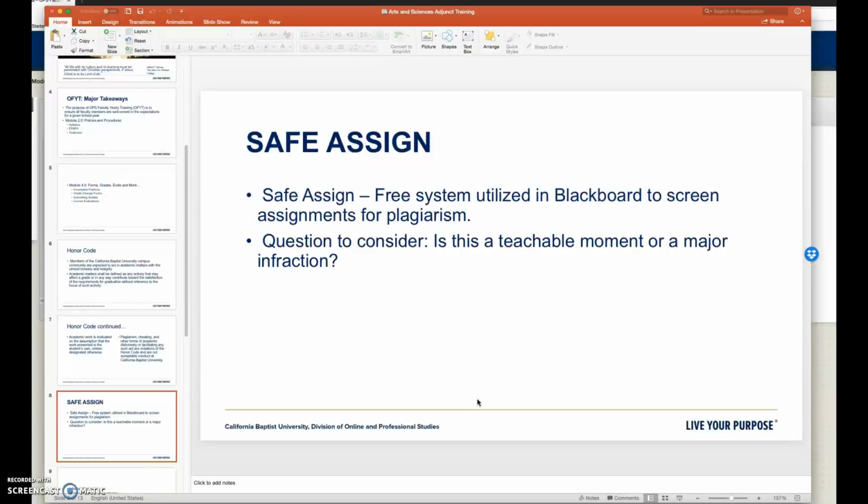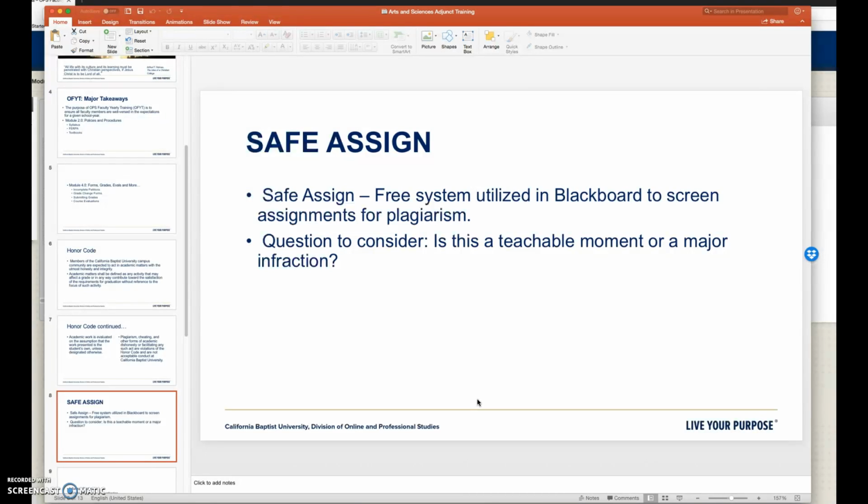SafeAssign is what we have to prevent this from happening. To prevent plagiarism and papers that are riddled with sources that aren't properly cited, we encourage, and now it's going to almost be just a given, that we're using SafeAssign. So what do I mean by that?